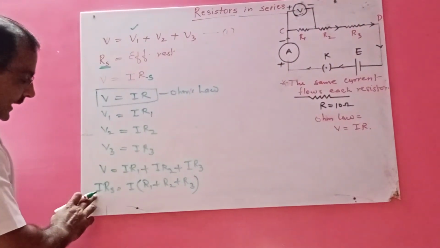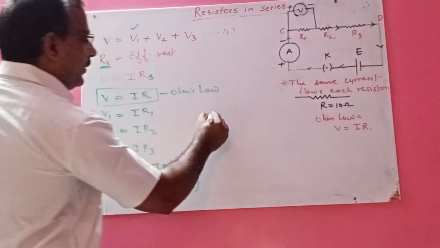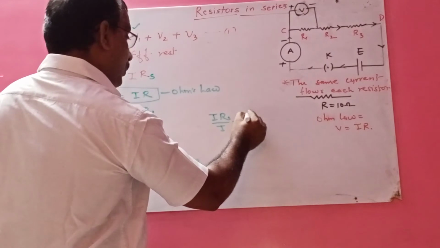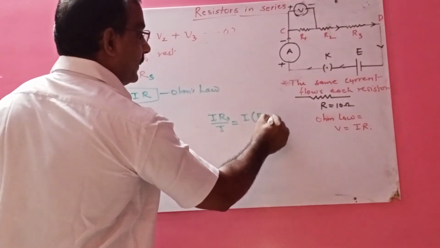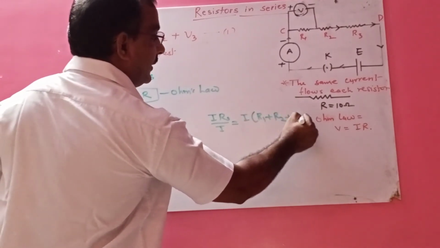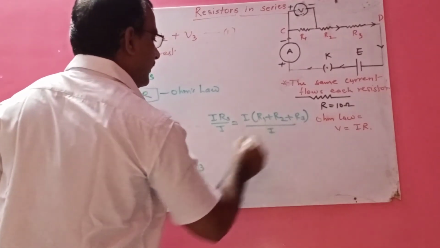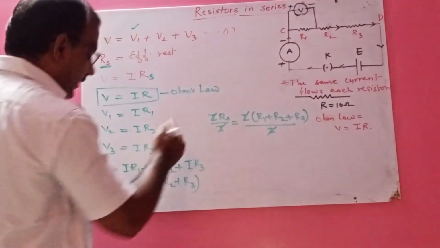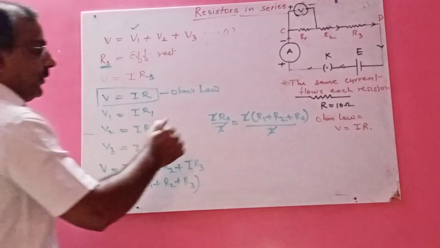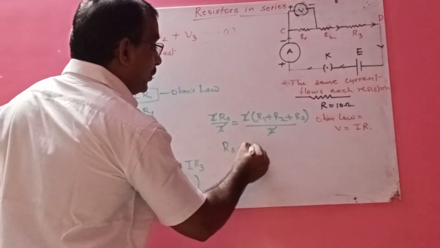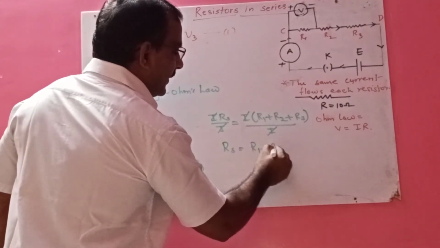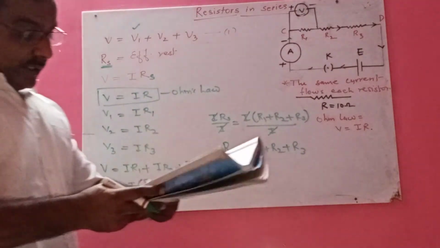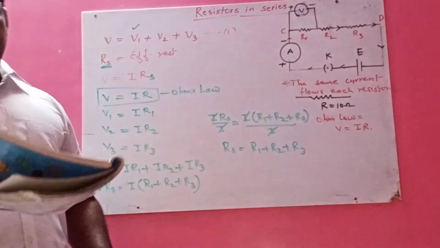Divide both sides by I. If you divide both sides by I, what will happen? IRS upon I is equal to I bracket R1 plus R2 plus R3, divided by I. So this I and I get cancelled. Why have you divided by I here? Because you want to calculate RS. So you will get RS is equal to R1 plus R2 plus R3. Right, children? So here you got the result for effective resistance.